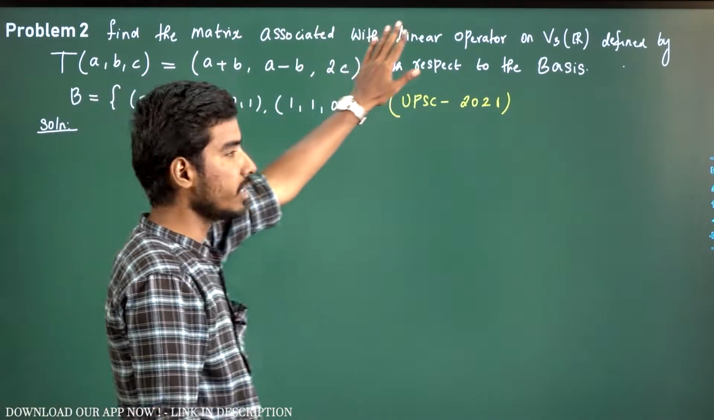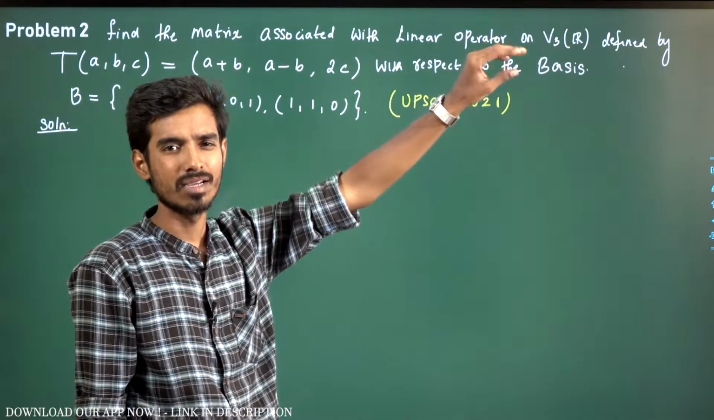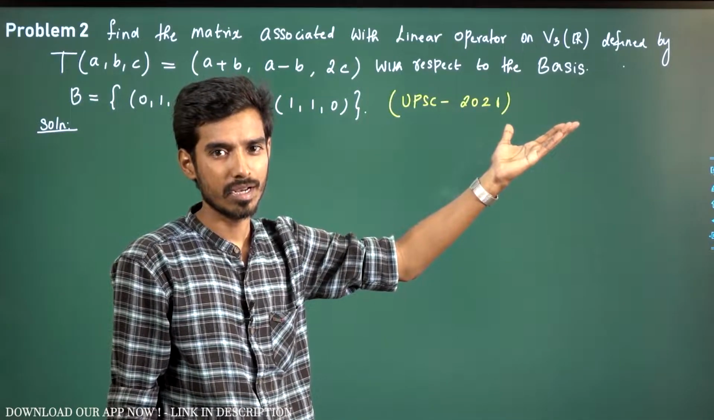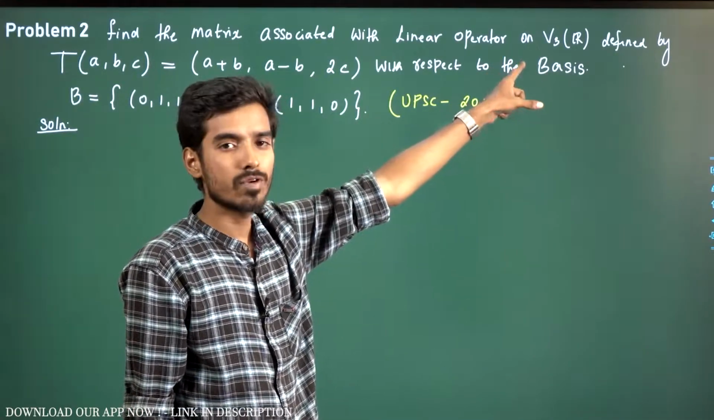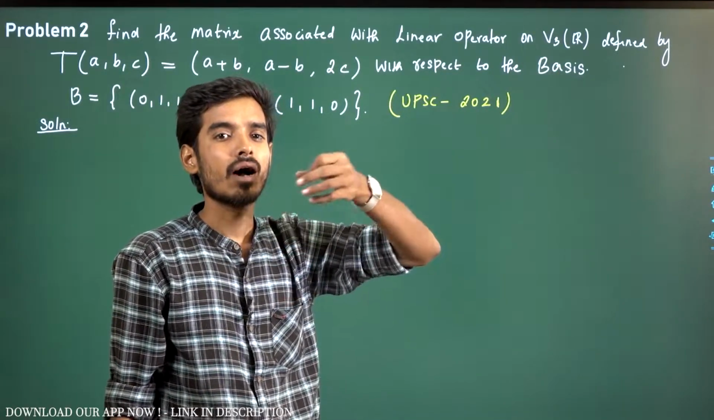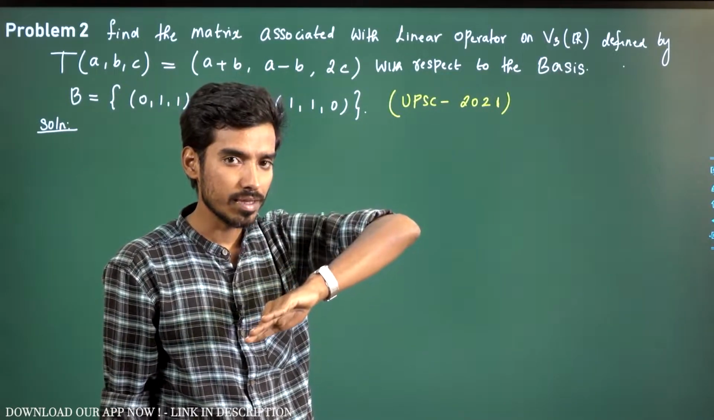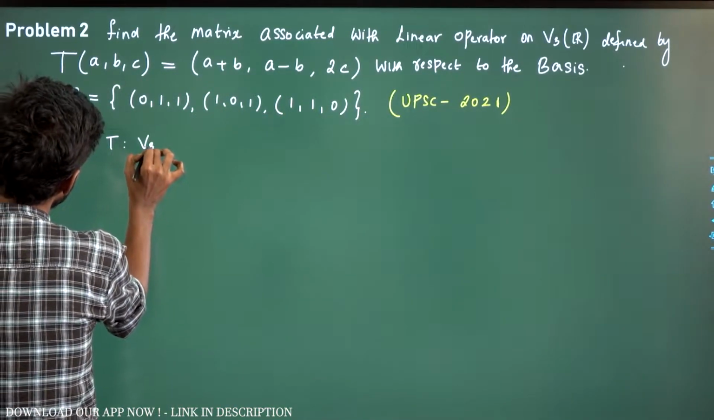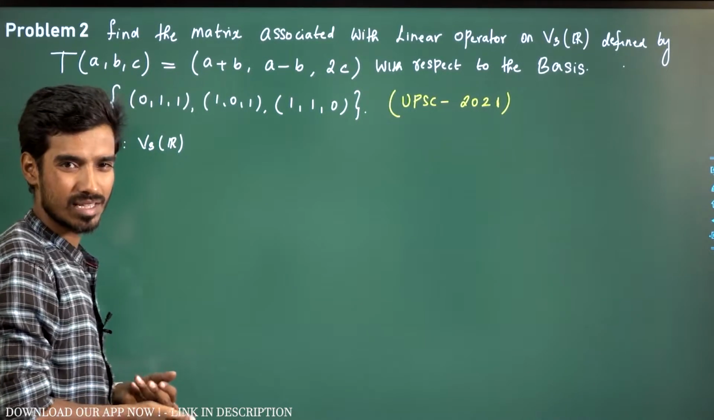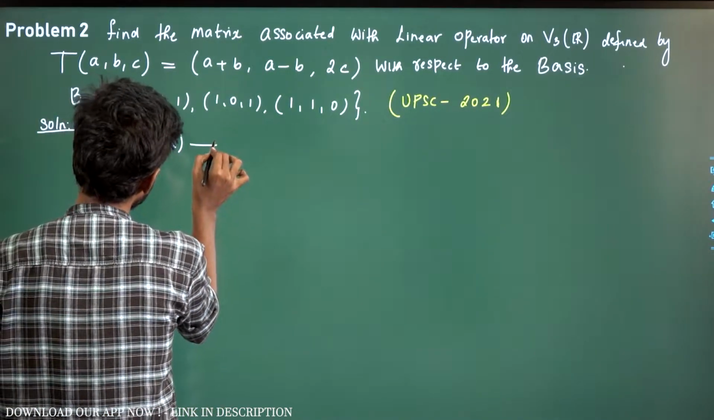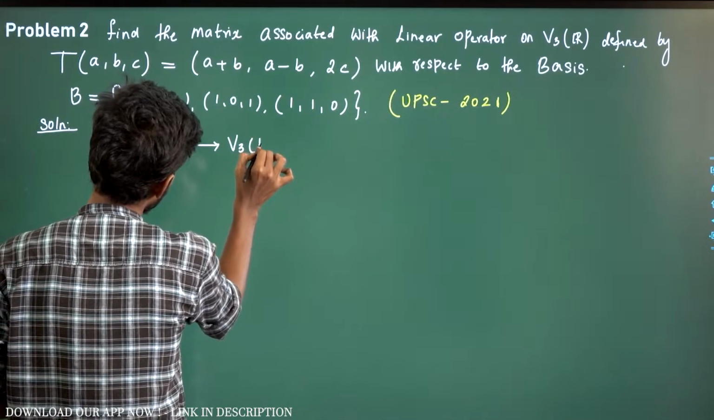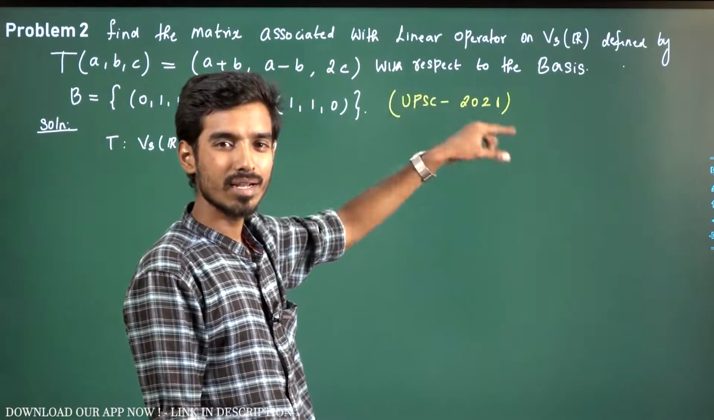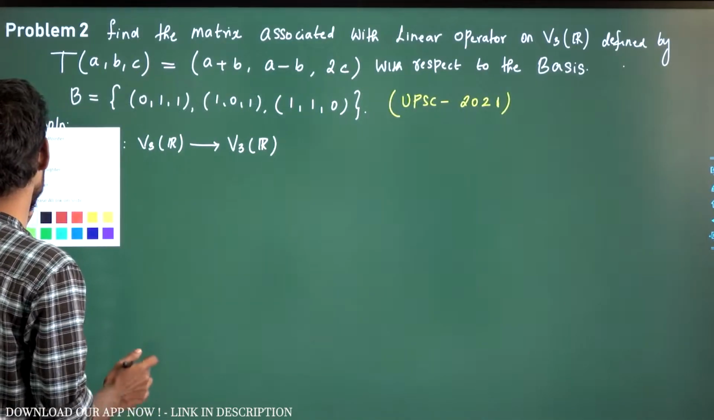So what is the linear operator here? If it is a map from V3 of R to itself, it is a linear operator, right? Okay, so they have given a T. T is from V3 of R to V3 of R. That is, it operates from V3 of R to itself, right? V3 of R is the same as R3 of R, right? So the given T is from V3 of R to V3 of R, since the linear operator maps to itself.